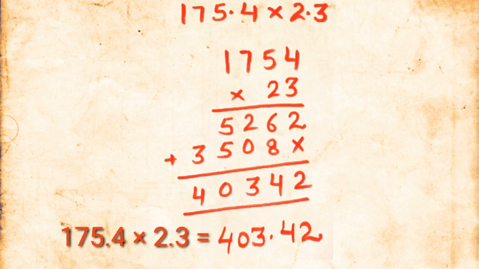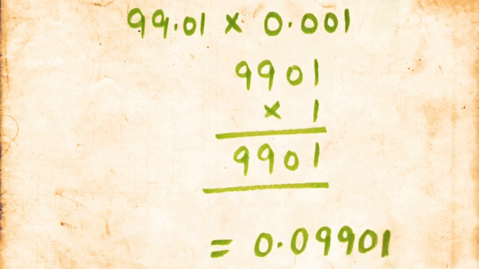403.42. How has the decimal come here? Because we have to count the decimal places in the multiplicand as well as in the multiplier. So 1 and 1, 2 places we have to leave from the end. So here will be the answer 403.42.